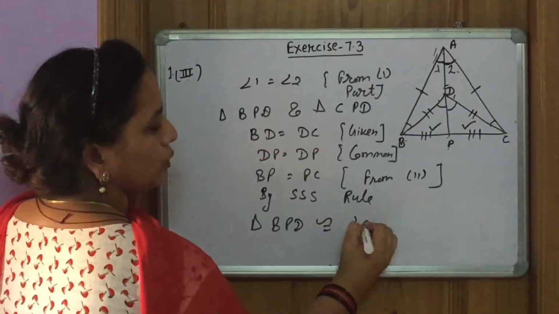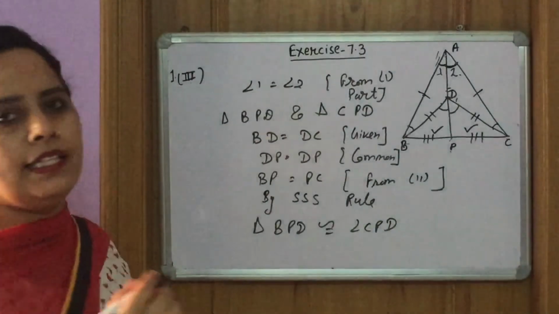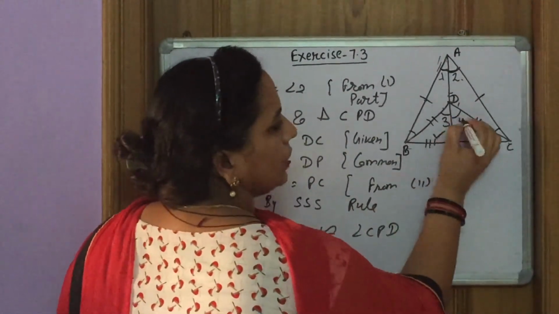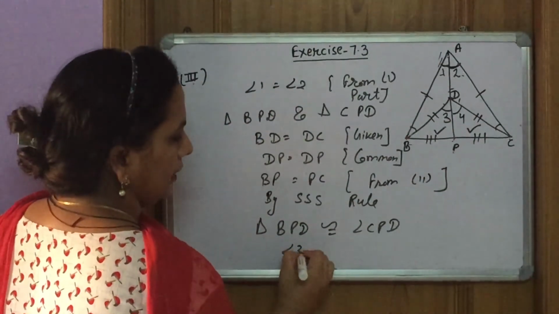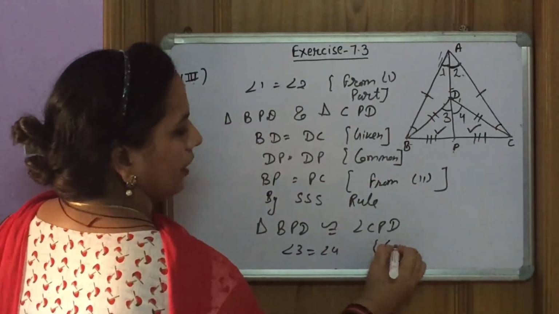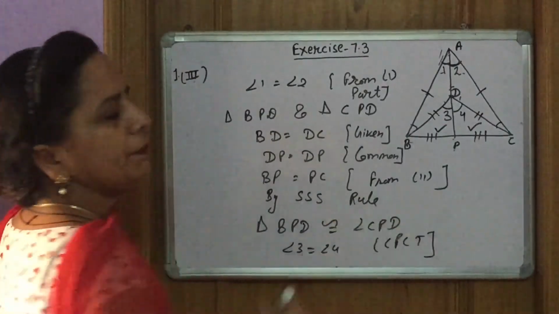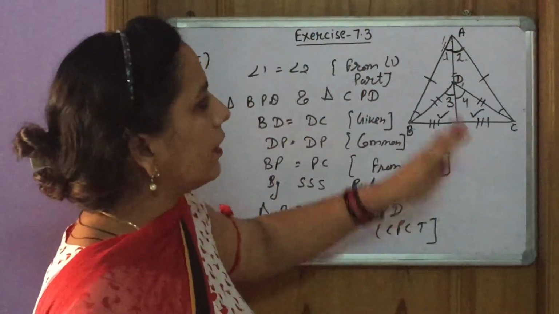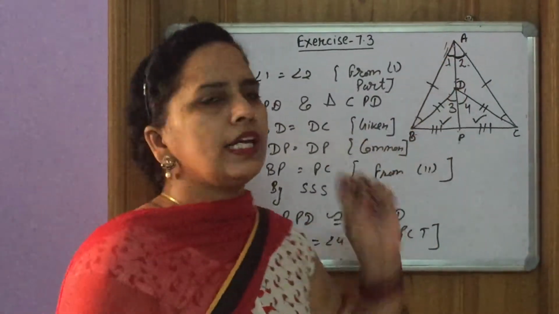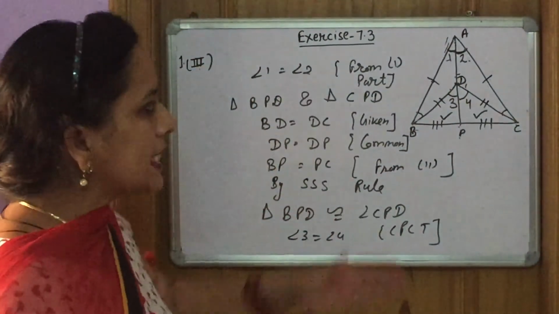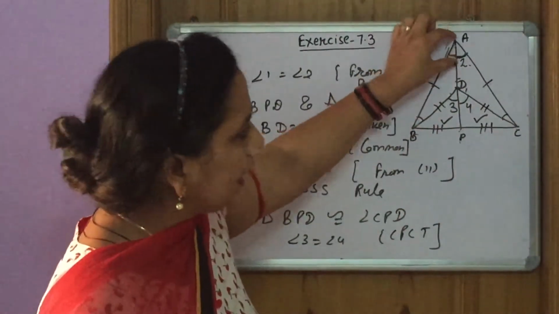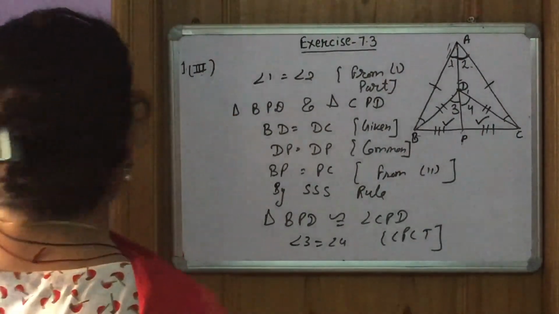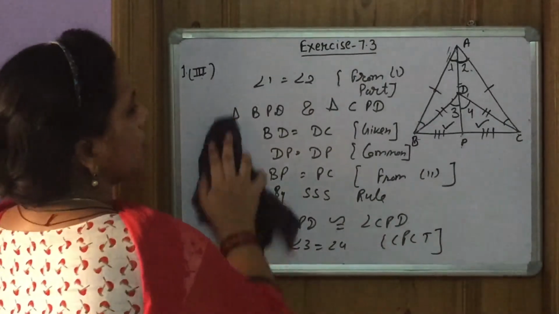If these two triangles are congruent, then all the remaining parts are equal. So we can say that angle 3 is equal to angle 4 by CPCT. So we can say that AP is the bisector of angle A as well as angle D, because this line divides angle A and angle D into two equal parts. Now we'll do the last part of this question.